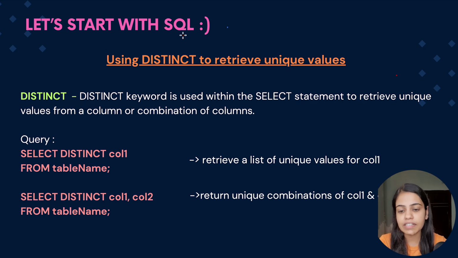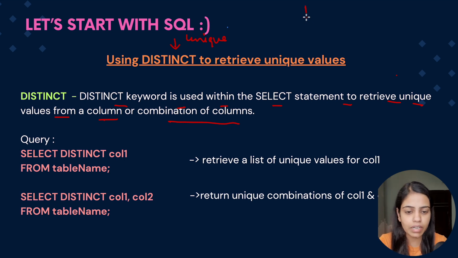So what does this distinct keyword mean? Distinct basically means unique. So whenever we want any unique values, we use this distinct keyword. The distinct keyword is used with the select statement to retrieve unique values from a column or a combination of columns. Now let's see from an example.